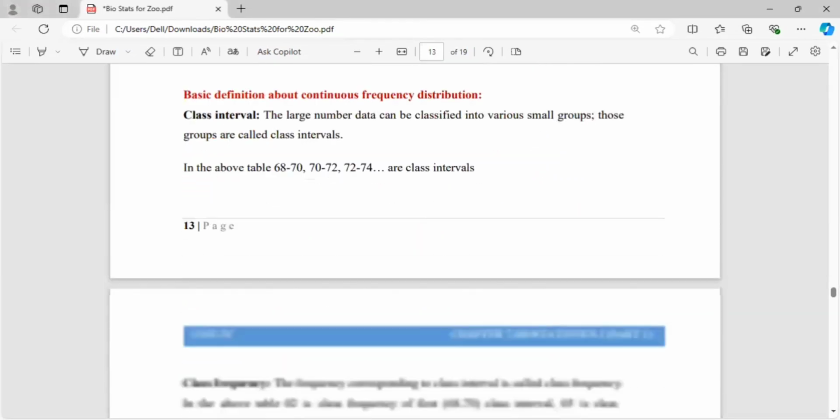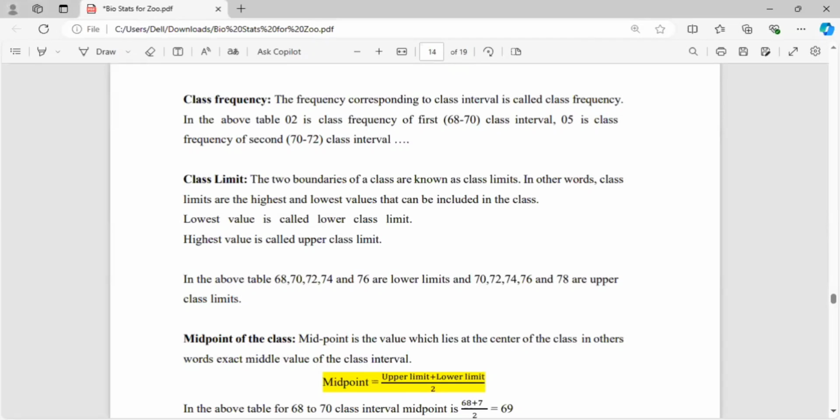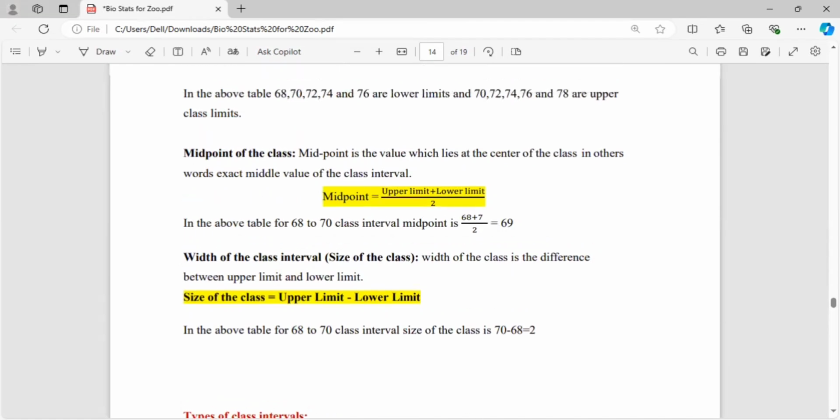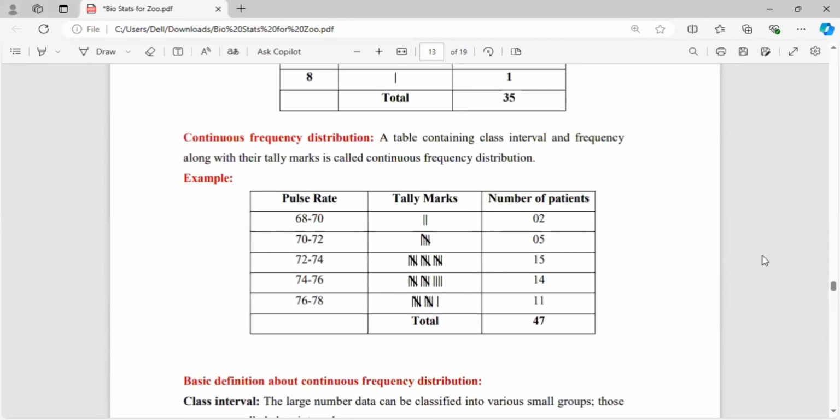The next definition is class limit. Class limit is nothing but the two boundaries of class intervals. See here, the two boundaries. Two boundaries means what? 68 to 70. We have 68, 69, and 70 in between. The two boundaries of class intervals are called class limits. Here 68 and 70 are the limits for the first class interval.